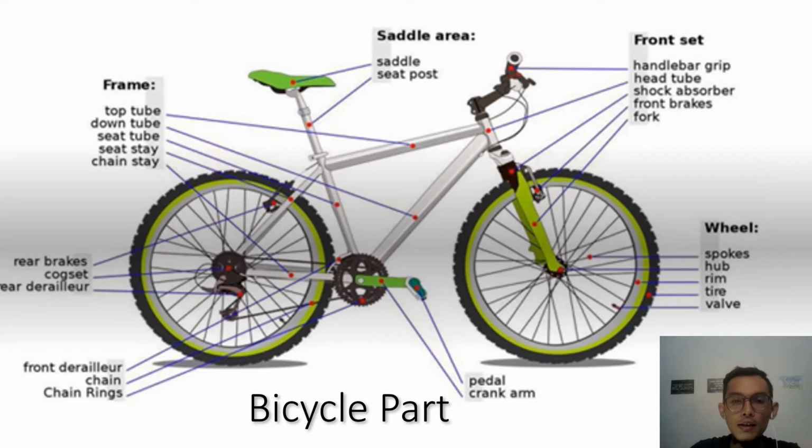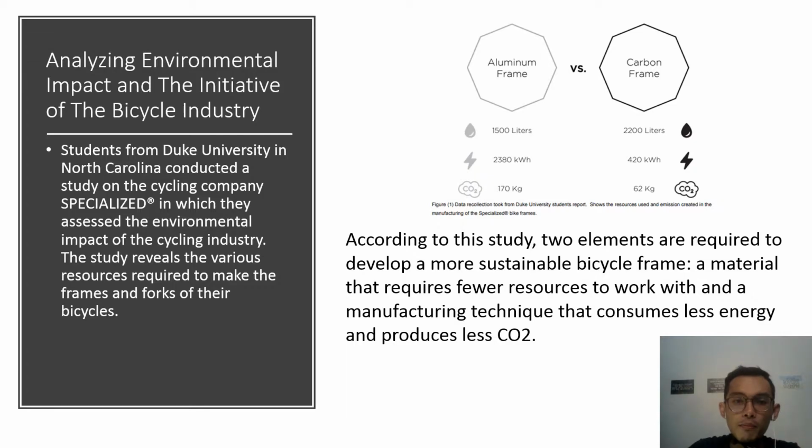We can see the bicycle parts starting from the frame, saddle area, front set, which includes handlebar, grip, head tube, fork, and the wheel and pedal, chain rings, and rear brakes. These are all the common parts of the bicycle. Analyzing environmental impact and the initiative of the bicycle industry. Students from Duke University in North Carolina conducted a study on the cycling company named Specialized, in which they assessed the environmental impact of the cycling industry.